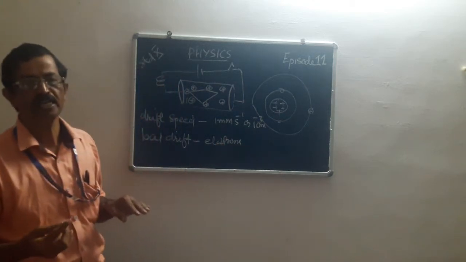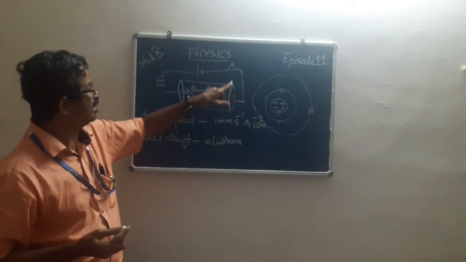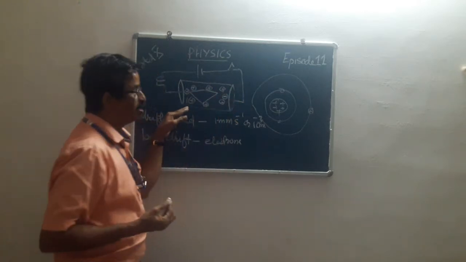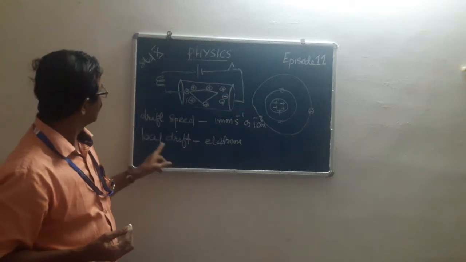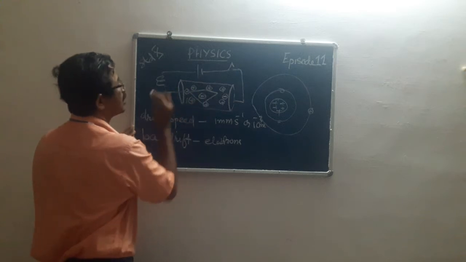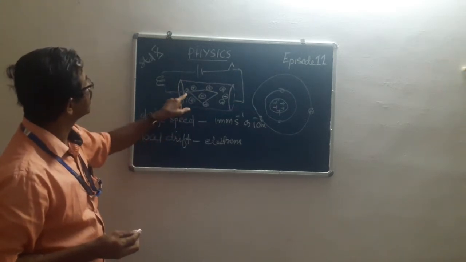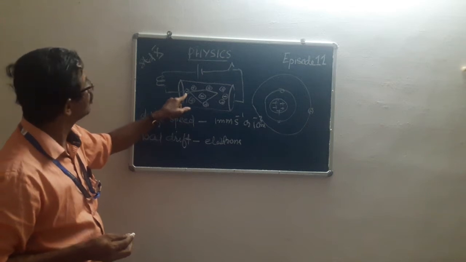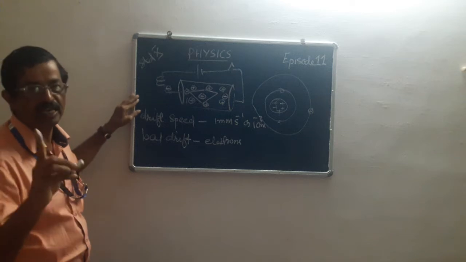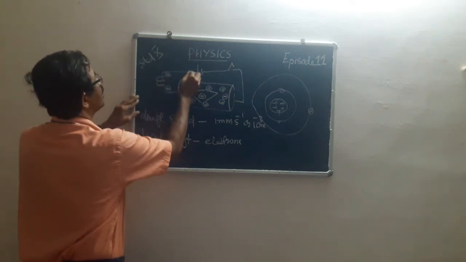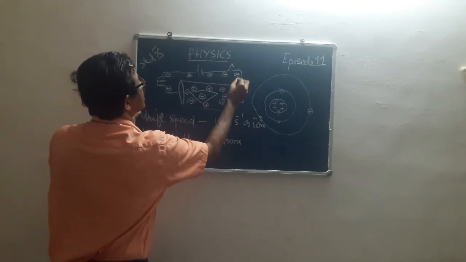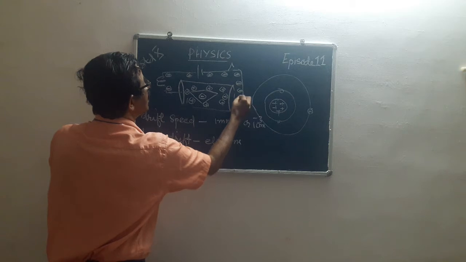What is actually local drift of electrons? For example, when we switch on, the electron from this part starts to move with an average drift speed of how much? 1 millimeter per second. At the same instant, the electron in this part also starts to move, and the electron here also will start to move. So in this conductor, here also electrons start at the same instant. The electron here also starts, here also starts. In this way, the electron throughout the conductor starts to move at the same time.